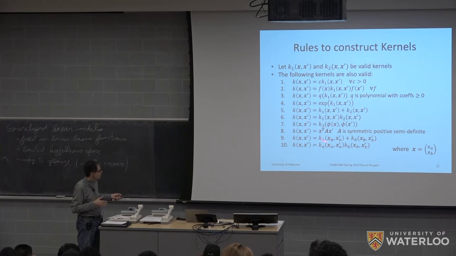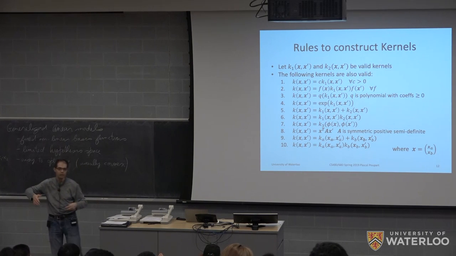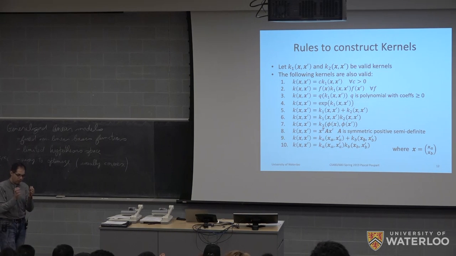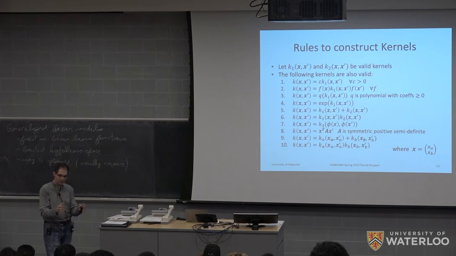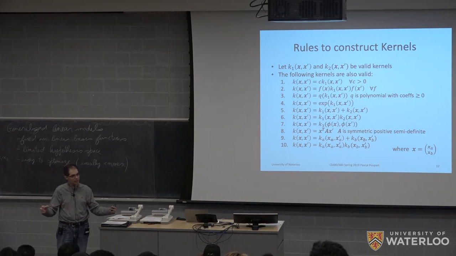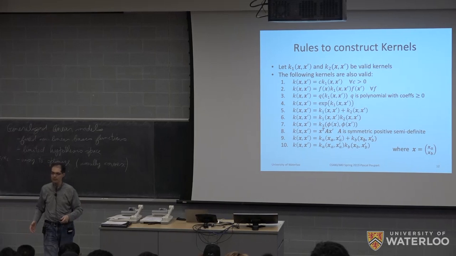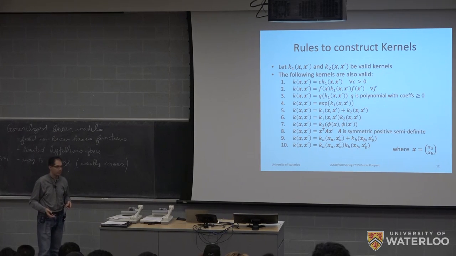Okay, so these are different rules that you can follow to essentially obtain new kernels out of existing kernels, because it's not always obvious when a function is a valid kernel. But once you've got a few basic building blocks, then you can compose them together to obtain more complex kernels.